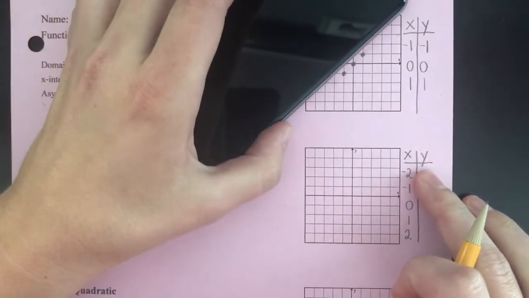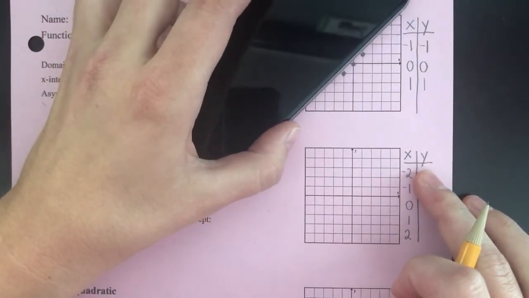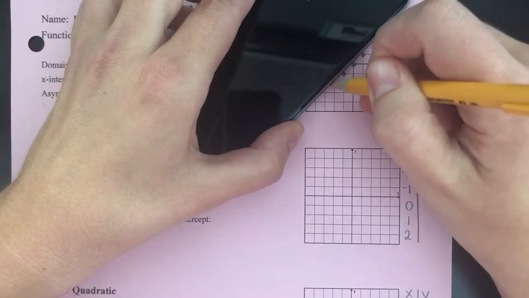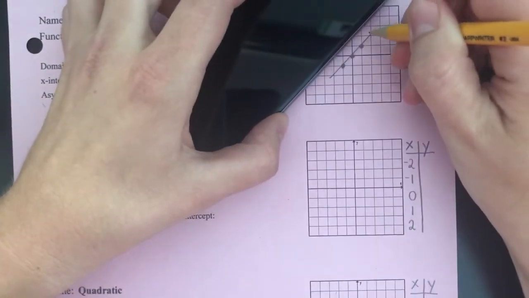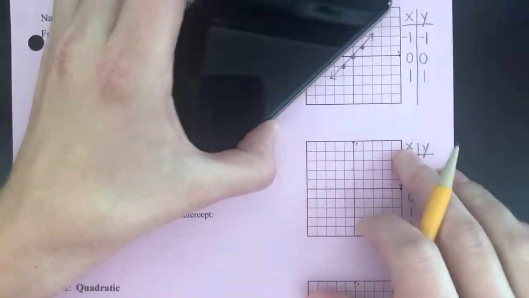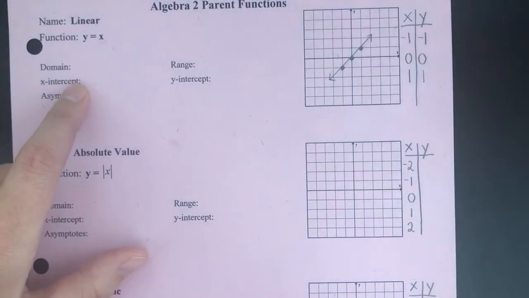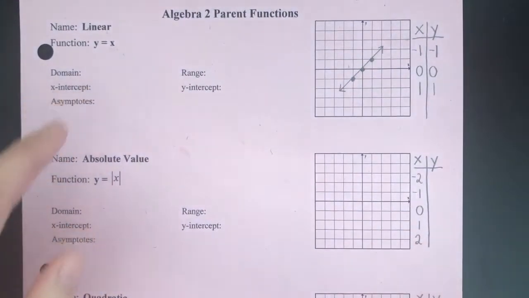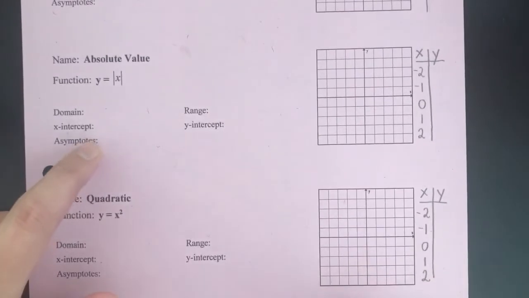So I'm going to use this old iPhone of mine for a straight edge. Okay, so there's my straight edge. I'm going to draw my line. And there's my picture of the linear parent function. We're not going to fill out any of this stuff yet. Okay, so absolute value parent function.